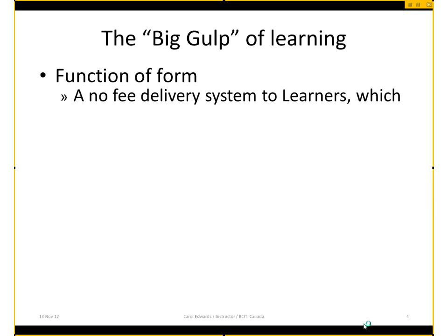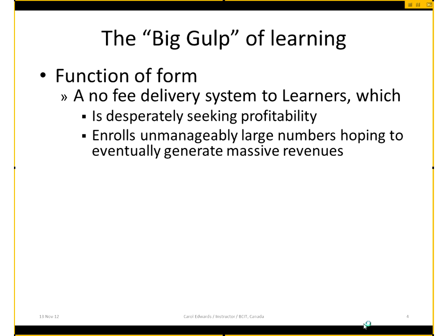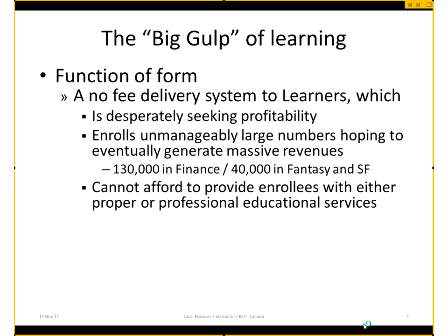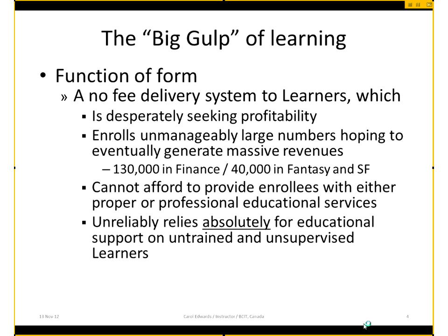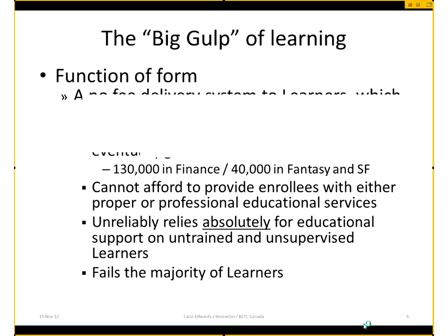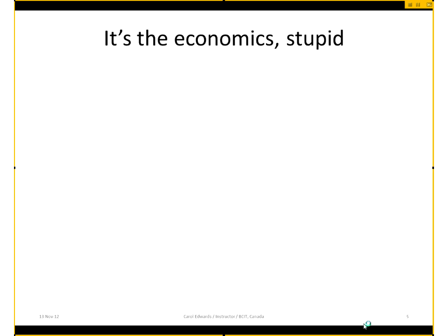Why? I think it's a function largely of form. What we have is a no-fee delivery system to learners. It's desperately seeking profitability. It enrolls unmanageably large numbers in the hopes of generating huge revenues. In my MOOCs, there were 130,000 in finance and 40,000 in fantasy and science fiction. It's impossible to provide proper or professional educational services. It relies for educational support on untrained and unsupervised learners. That creates an extremely ugly learning environment, what I would call a sausage machine with predictable results. It fails the majority of learners.